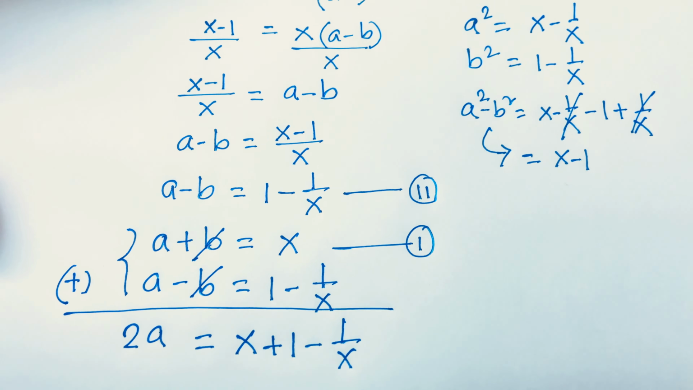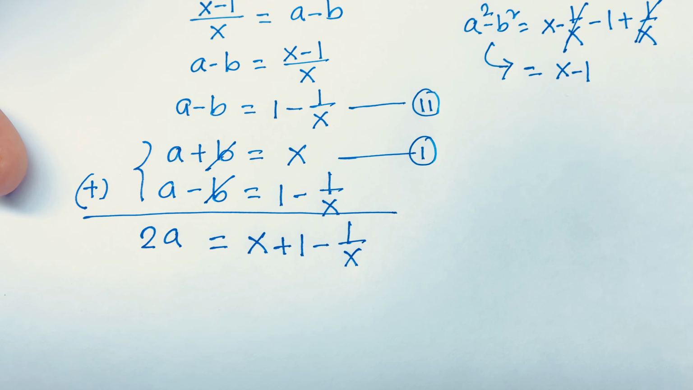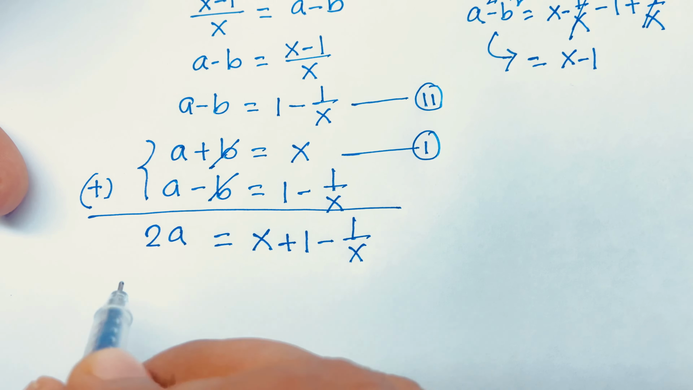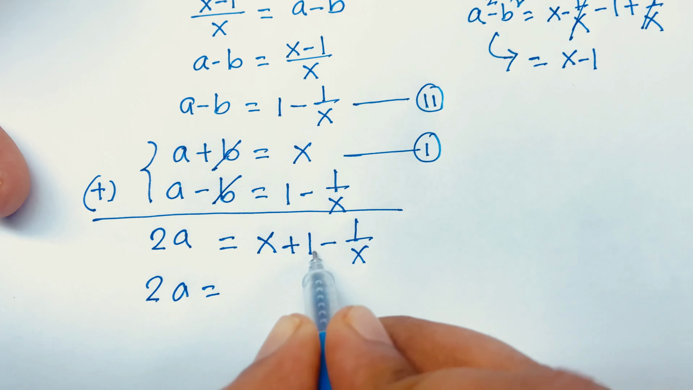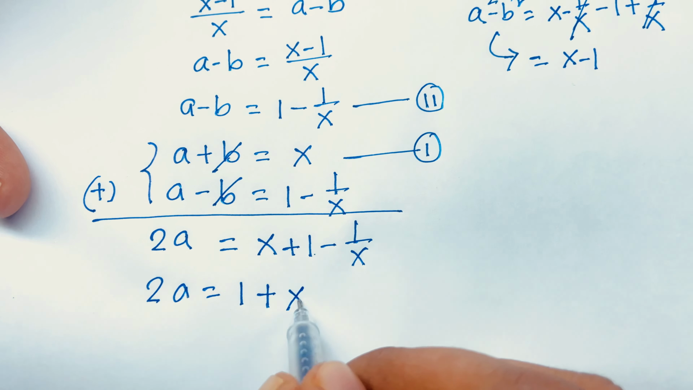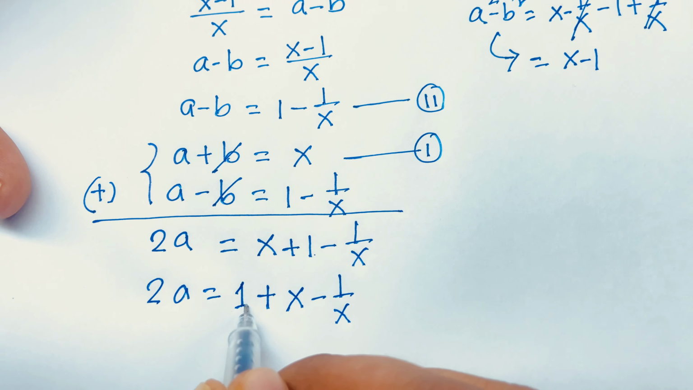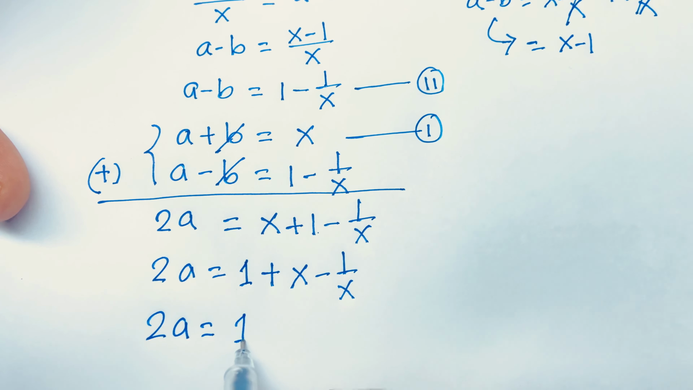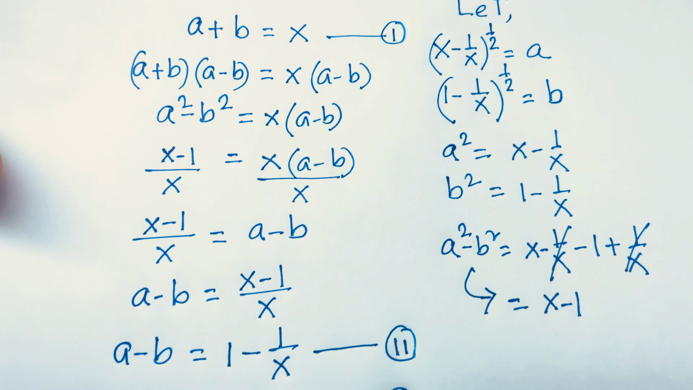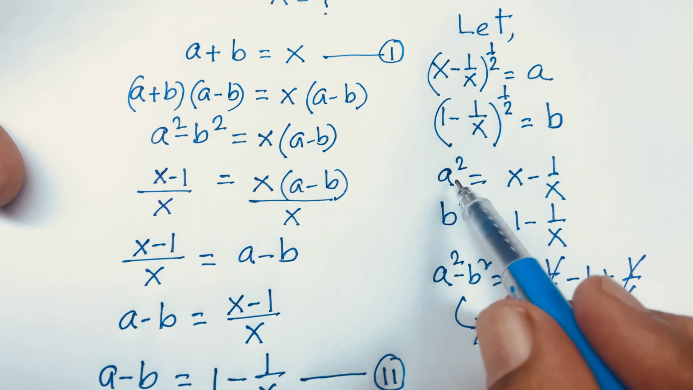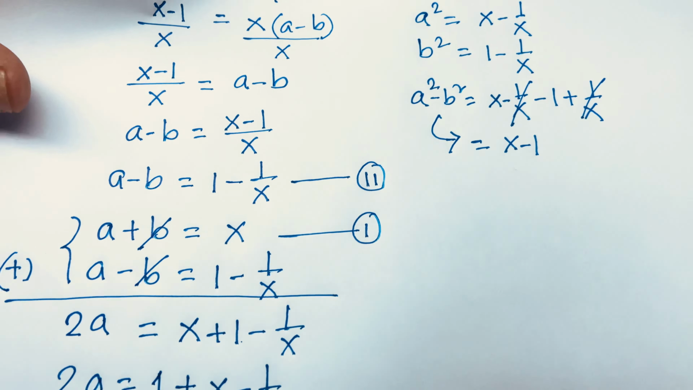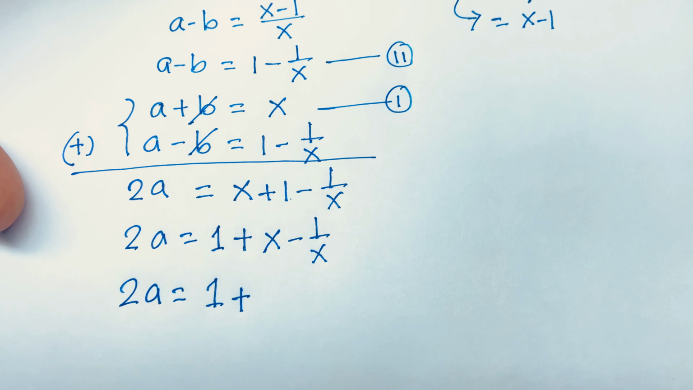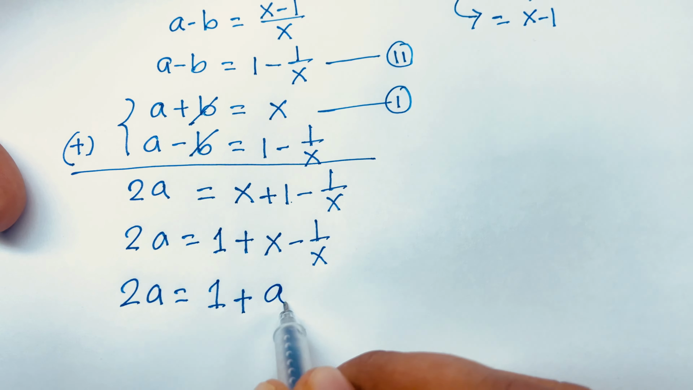Now at this moment I can say easily 2a is equal to 1 plus x minus 1 over x. Remember that x minus 1 over x will be a square. So if I put this value in this equation, we'll find an interesting quadratic equation. X minus 1 by x will be a square.